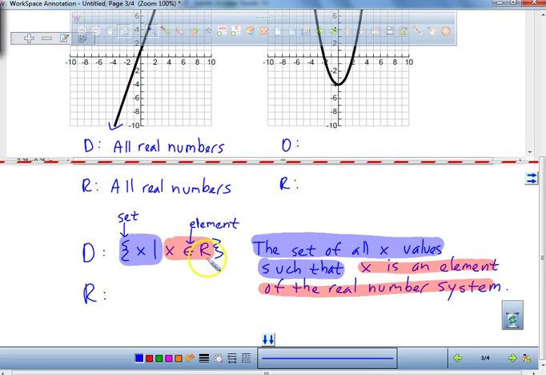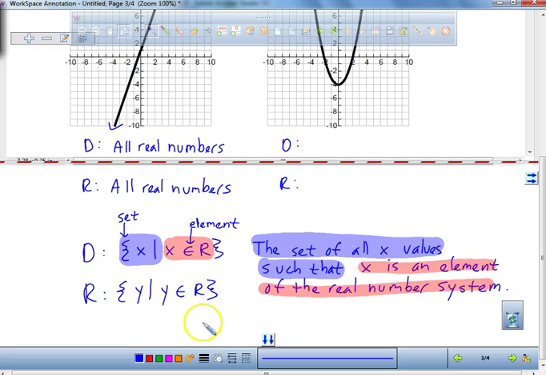What do you think capital R represents? It represents the real number system. That's what the capital R represents. Here's how you would write the range. What does the range deal with, x's or y's? The set of all y values such that y is an element of the real number system. That's how you would write the range.